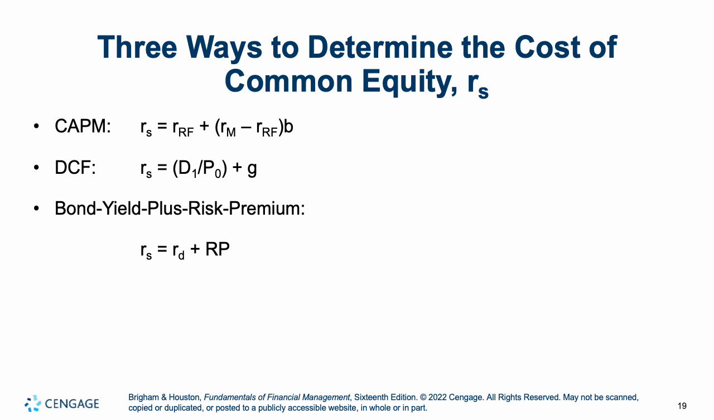We could do the discounted cash flow method, where we divide dividend 1 by price 0 plus the growth rate, and that will give us one estimate. Or we could do our bond yield plus our risk premium. What is our yield on our debt? And then add in the risk premium, and that'll give us a value as well. Generally, all three methods are pretty close. The CAPM one is usually more common than the other two, but we're going to take a look at all of them.